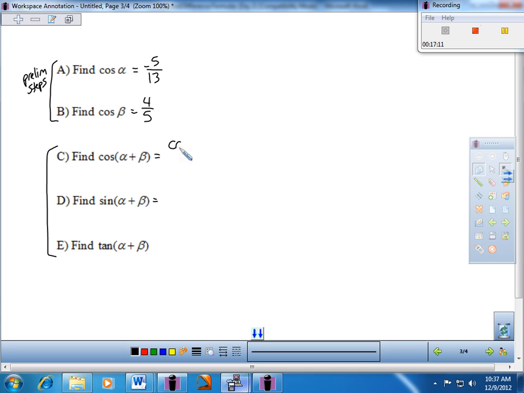But here's what I would say. The cosine of our combination is going to be based off the cosine and sine ratios of the original two, of alpha and beta. So what I see is, right away I'm thinking cosine alpha, cosine beta, minus everybody, sine alpha, sine beta.